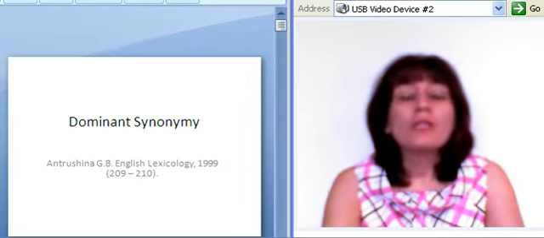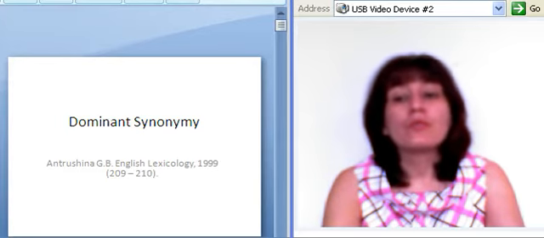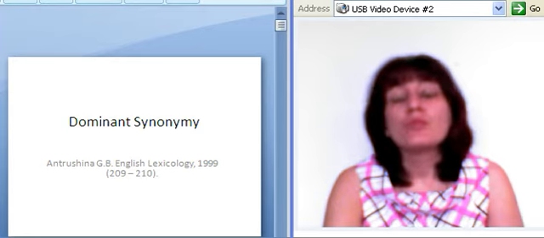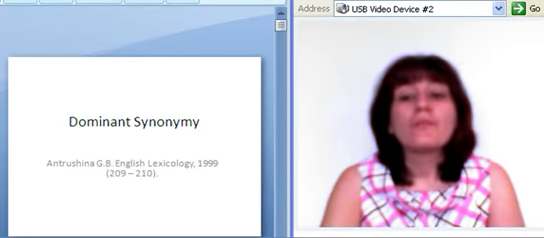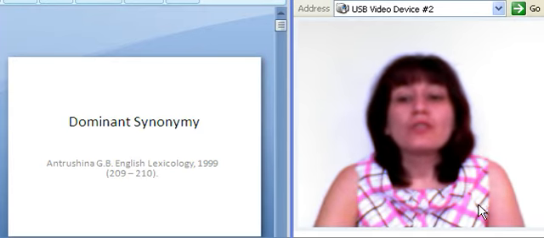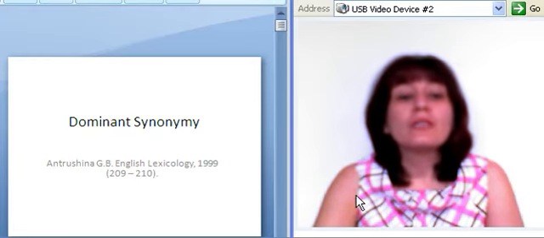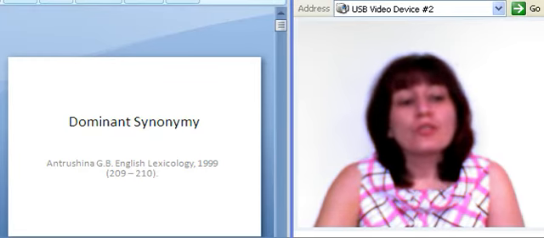Its role and position in relation to its synonyms is also of some importance, as it presents a kind of center of the group of synonyms, as it were holding it together. Its semantic structure is quite simple. It consists only of denotative component and has no connotations.